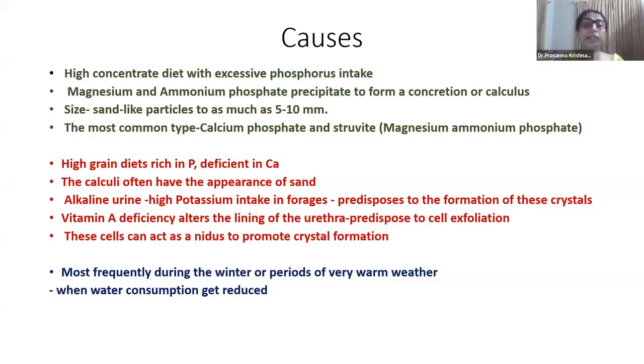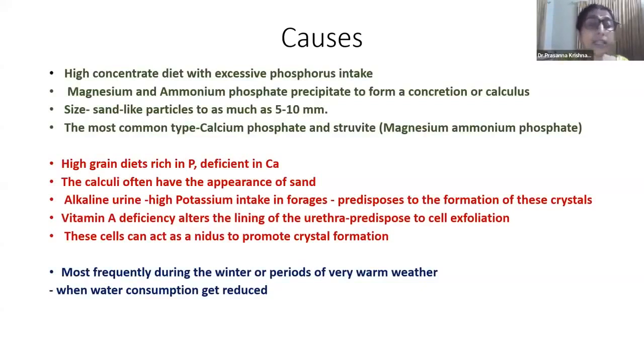The most common type of these stones falls under calcium phosphate, and they are white. We know that they are magnesium ammonium phosphates, these two white crystals. Other causes attributed: we said high phosphorus, less calcium diet, and then calculi often have the appearance of sandy particles. And when the urine is alkaline, or there is high potassium intake in forages, that again aggravates the predisposition to the formation of this condition.